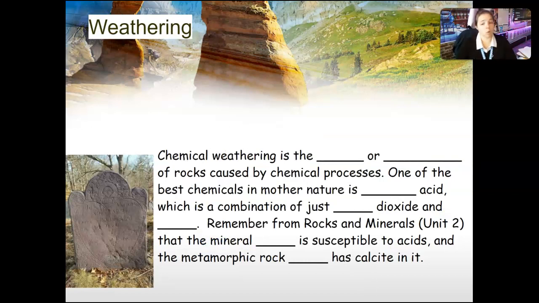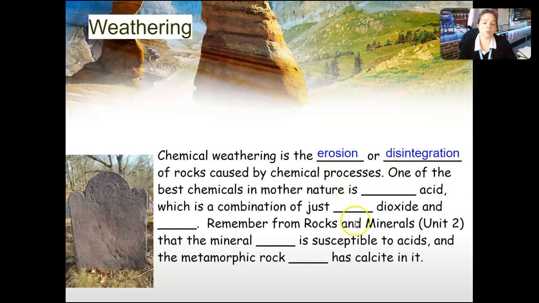Now looking at chemical weathering. So I don't like the term erosion right here. It is the change or disintegration of rocks caused by a chemical process. Chemical process means you make something new when it occurs. And yes, something new has occurred. Disintegration, bubbling, any of those.